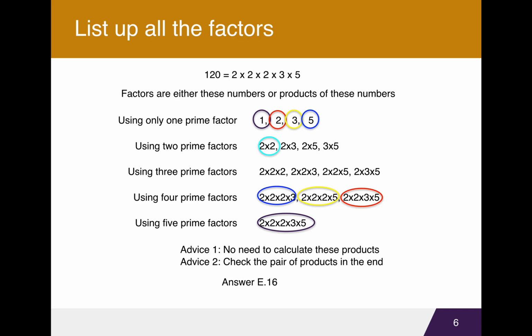And the next one is 2 times 2. 2 times 2 times 2 times 3 times 5 equals 120. 2 times 3 times 2 times 2 times 5 equals 120. 2 times 5 times 2 times 2 times 3 equals 120. 3 times 5 times 2 times 2 times 2 equals 120.